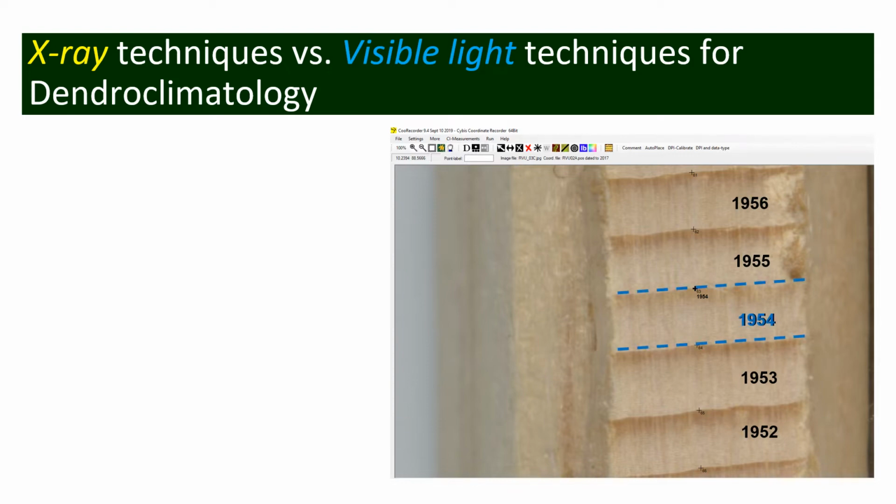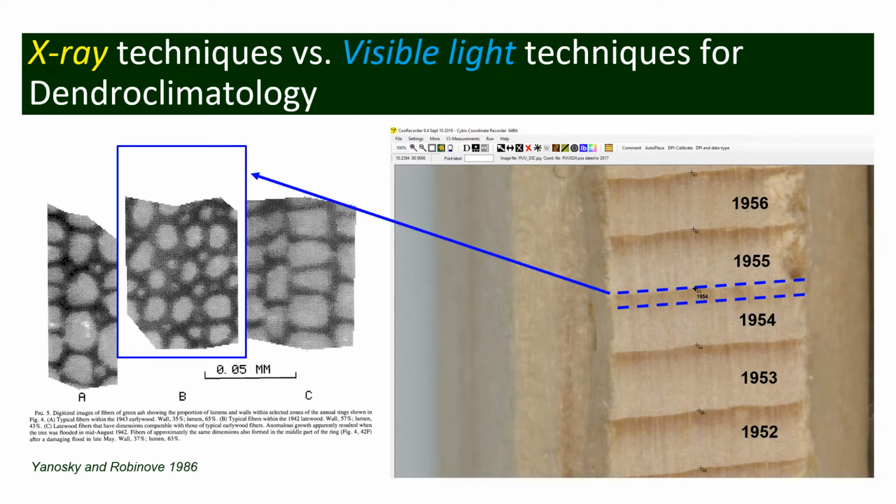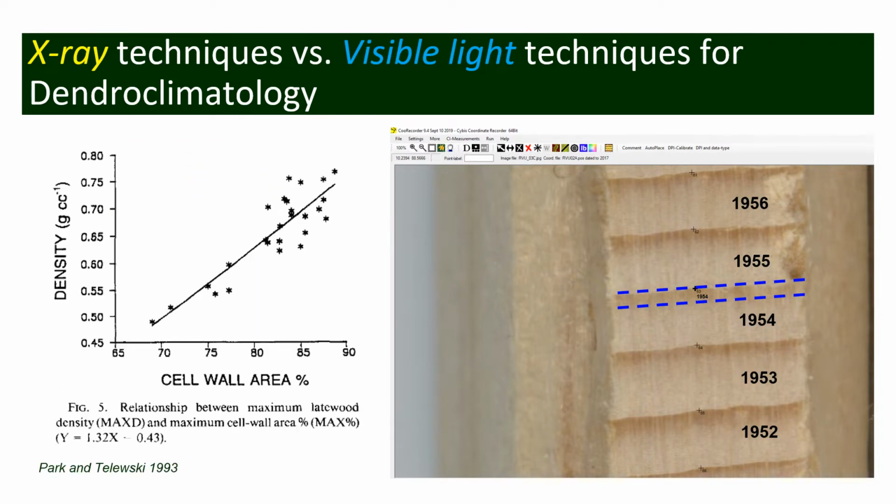I just want to focus on the year 1954 and look at the latewood portion of the ring. Here we can see that the latewood is comprised of cell wall and lumen area. Eckstein and Robinov 1986 find that using high-resolution scan images, latewood brightness, or the amount of reflected light, was associated with the ratio of cell wall to lumen area. Their work is later expanded upon by Park and Telewski 1993, who find that maximum latewood density is strongly positively related to cell wall area.